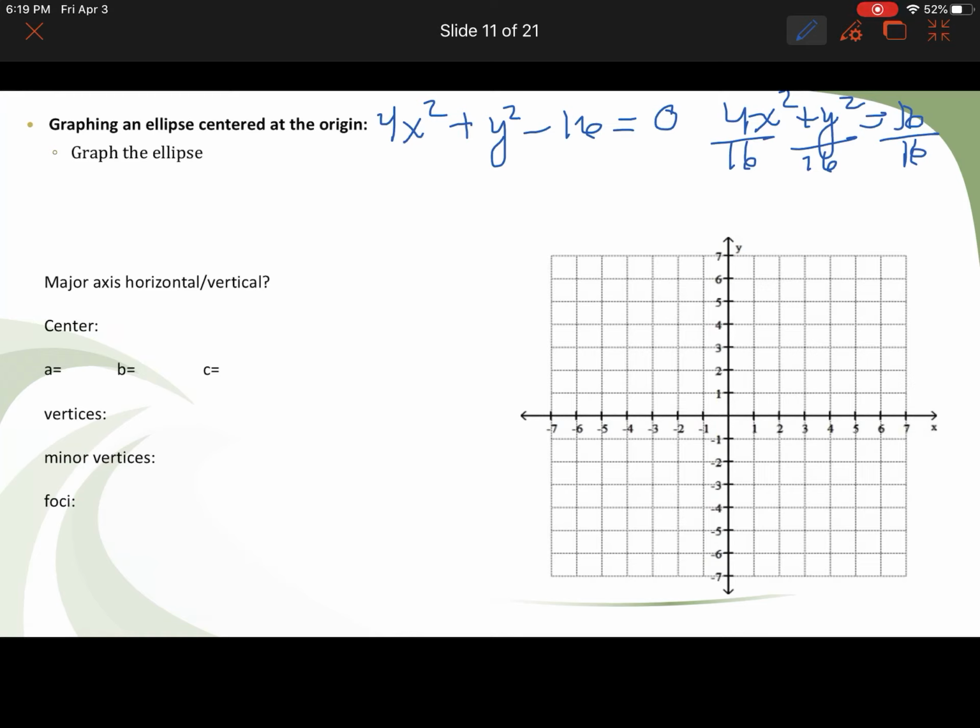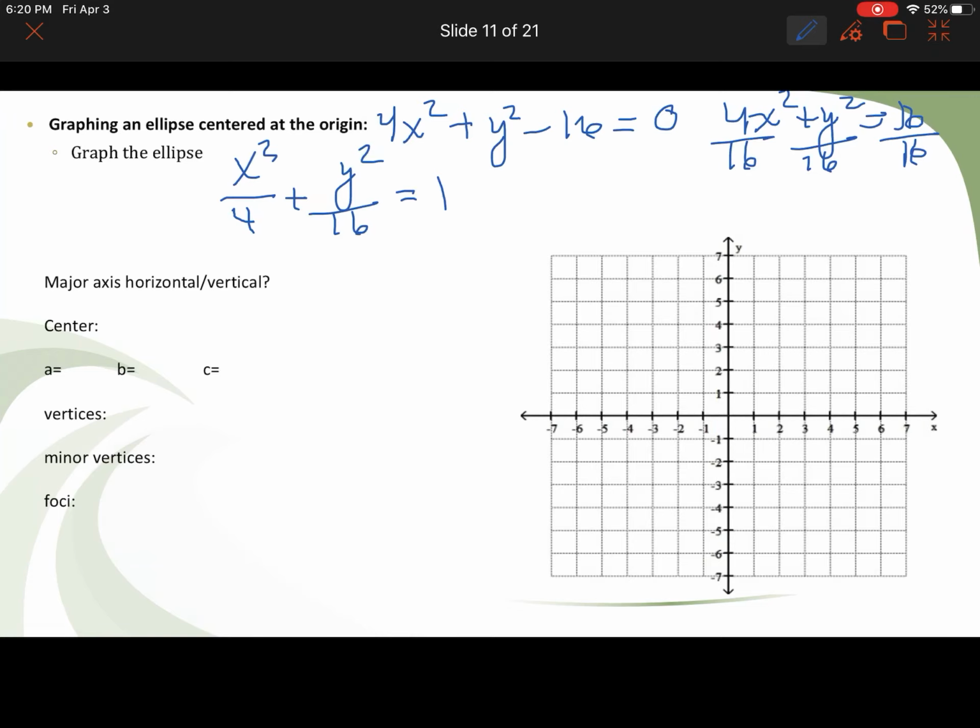Okay, so the standard equation is x squared over 4 plus y squared over 16 equals 1. All right, so let's go through these now.